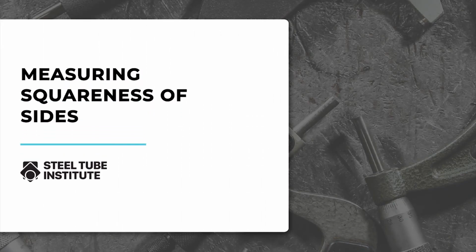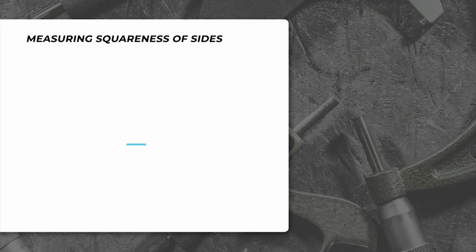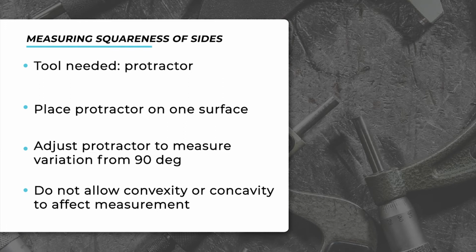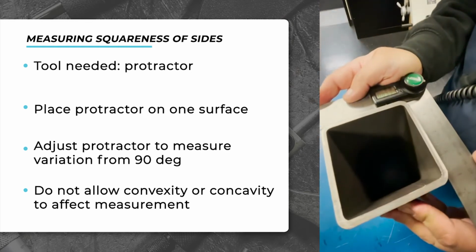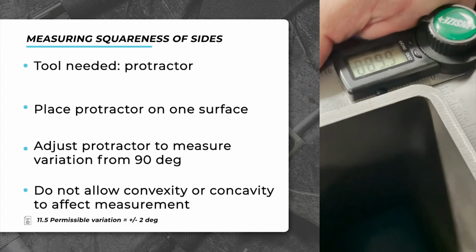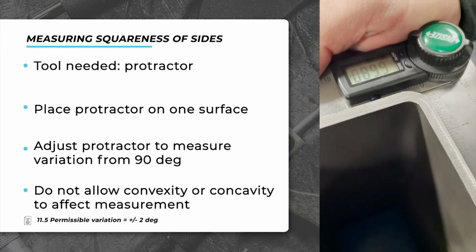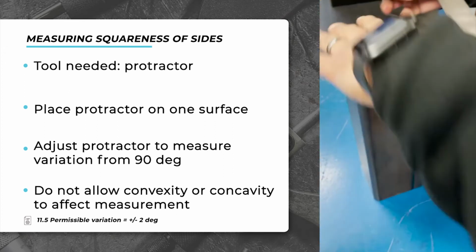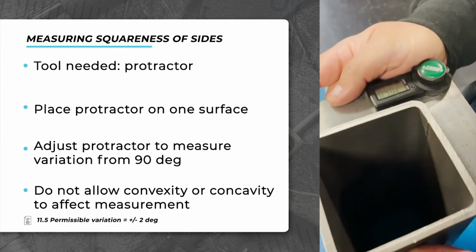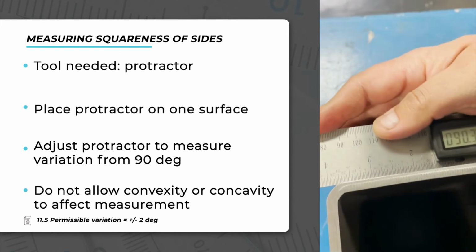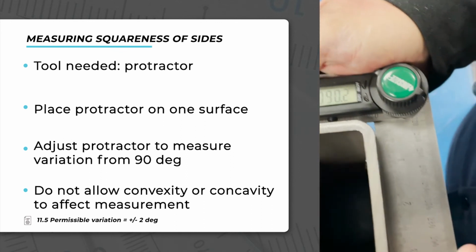Next, we will measure squareness of sides for our HSS 4x4 by 1/4 sample. We will need a protractor to take this squareness measurement. We will place the protractor on one surface, then adjust the protractor to measure variation from 90 degrees at each corner. For the first corner, we read an angle of 89.9 degrees. We proceed to check the remaining 3 corners to measure squareness.